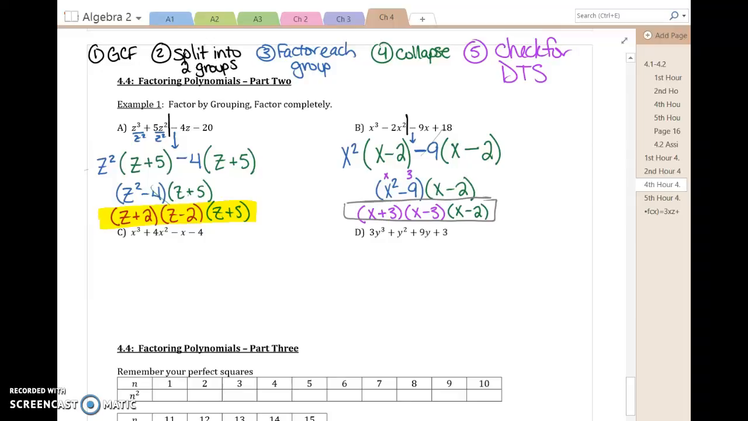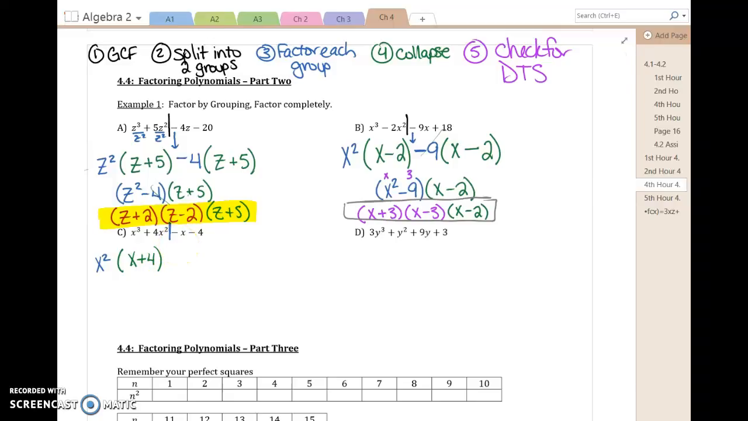These 4 terms do not have anything in common, so we are going to start by splitting after the second term. X to the third and 4x squared have x squared in common. When we factor out x squared, we will be left with x plus 4.